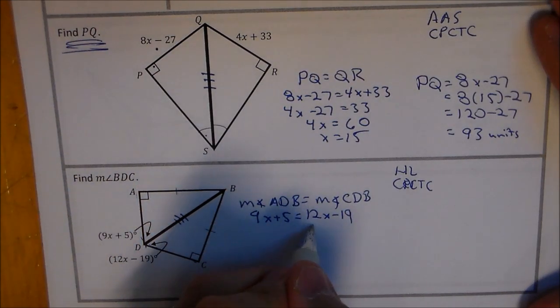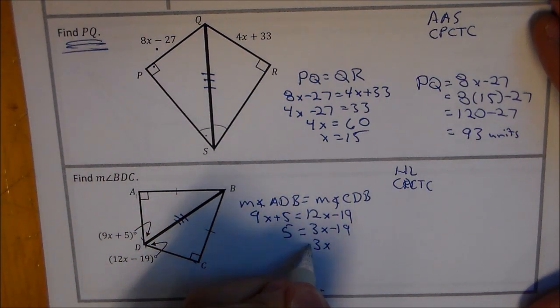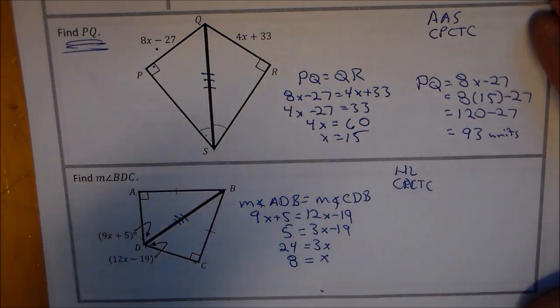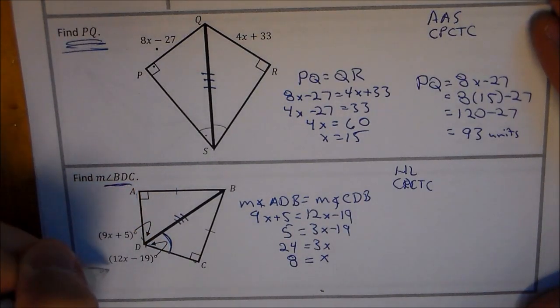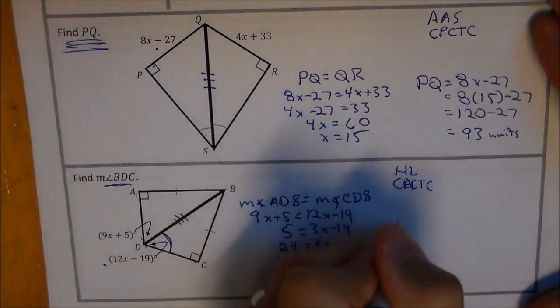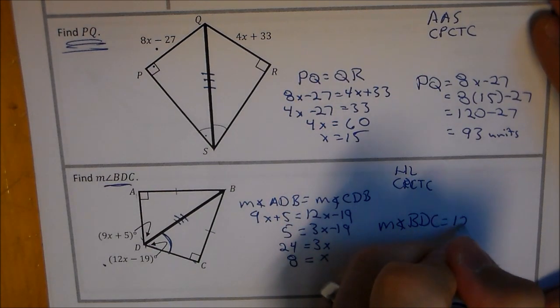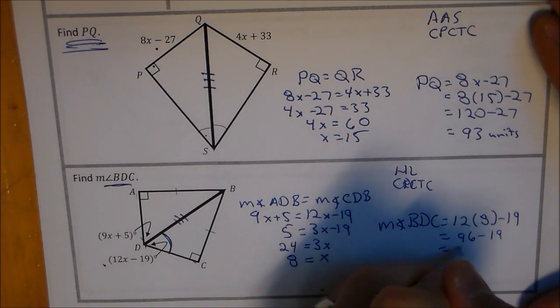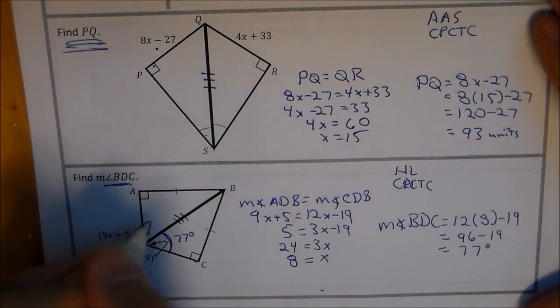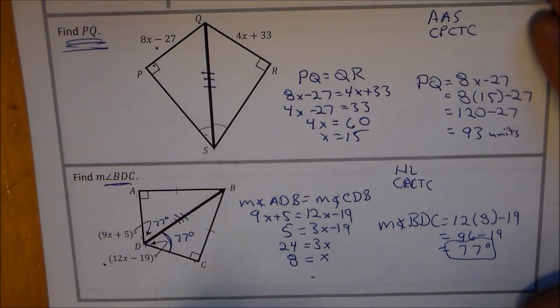We then subtract 9x from both sides and we get 3x minus 19 equals 5. Adding 19 over, we get 3x equals 24, and we arrive to x equal to 8. We have to be careful, what are we looking for here? We're looking for BDC, which is this angle. So I could substitute 8 back in to 12x minus 19. So that gives us the measure of angle BDC is 12 times 8 minus 19, which is 96 minus 19, or 77 degrees. So the 77 degrees would also be this angle if we were asked for it, or we could go further and find other values, but that's what we're looking for here.